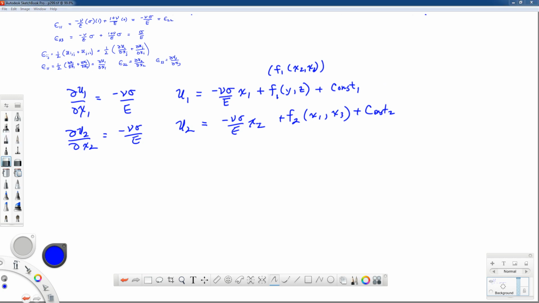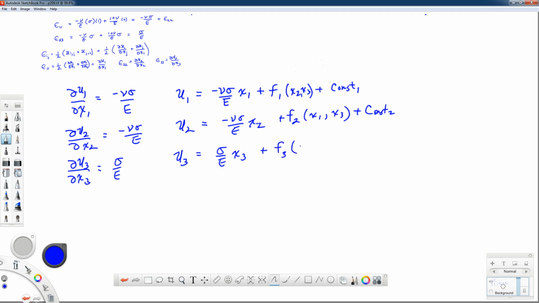In fact, this is going to get kind of confusing for me if I keep this format. Let me first write everything in terms of x1s and x2s, and then I'll go back and put it in terms of coordinate strains. Alright, let me go ahead and write down this next one in terms of x1, x2, and x3, and then I'm going to convert everything into x, y, and z. I think it'll be a little easier for me at that point. So we have the partial of u3 with respect to x3. Now this one is equal to sigma over E. And so when we integrate that, u3 is going to be sigma over E times x3. And here we could have a third arbitrary function of x1 and x2, plus potentially another constant of integration.